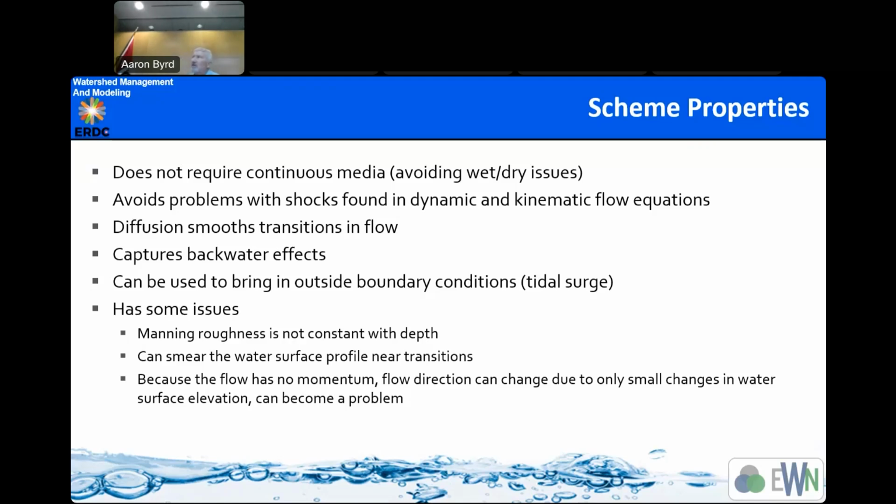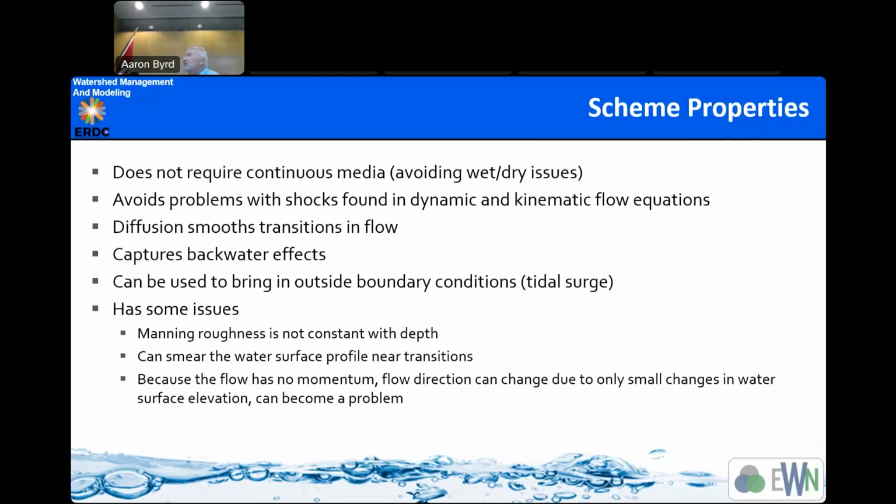That's where the water's backing up due to the downstream water surface being higher than the upstream. And you can use it to bring in an outside boundary condition like a tidal surge. So if I have a high water on the edge of my boundary, higher than what's inside, then it's going to flow into my boundary. So it gives you that ability to bring that in.